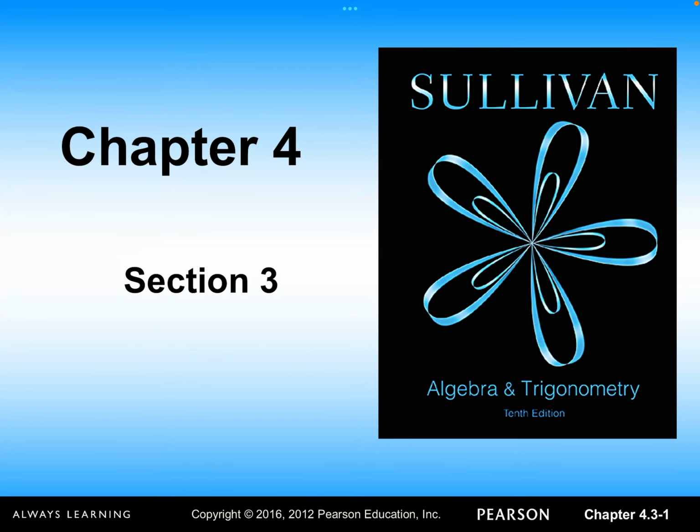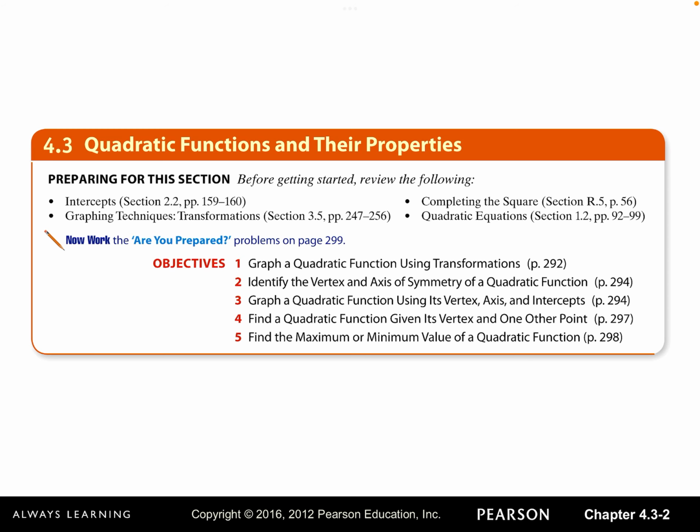Today we're studying Chapter 4, Section 3. In this section, we're going to learn how to graph a quadratic function using transformations. And then we learn how to identify the vertex and axis of symmetry of a quadratic function. And then graph a quadratic function using its vertex, axis of symmetry, and intercepts.